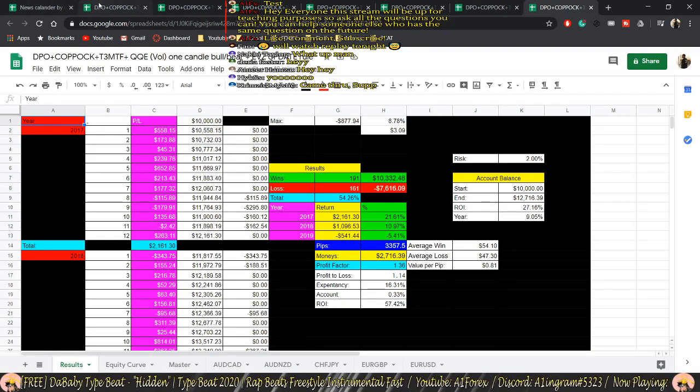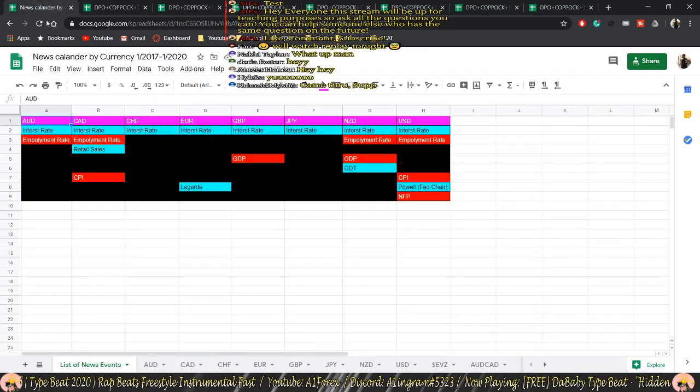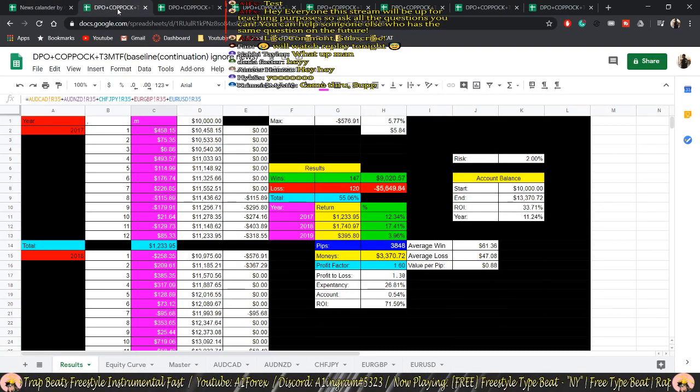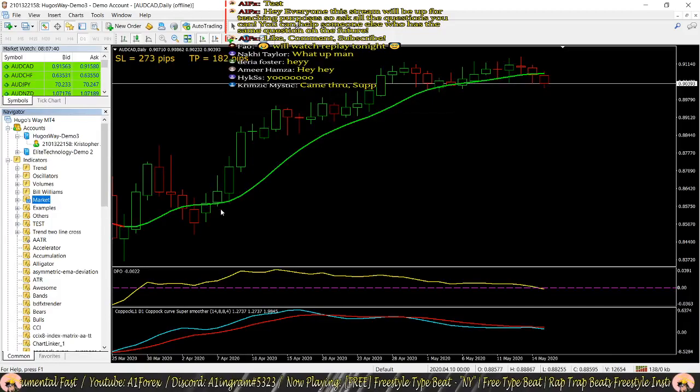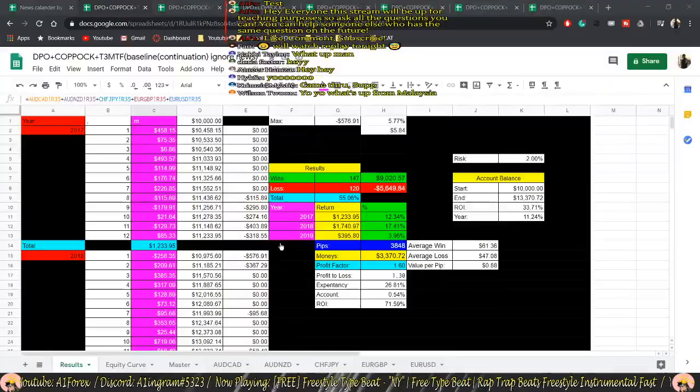So anywho, here's what you came for. We're talking about our algorithm, and this is where we left off. With the baseline, or actually, I don't know. Anywho, regardless of anything, y'all, I have the T3 multi time frame indicator. That's gonna be my baseline. This is the on-chart indicator.